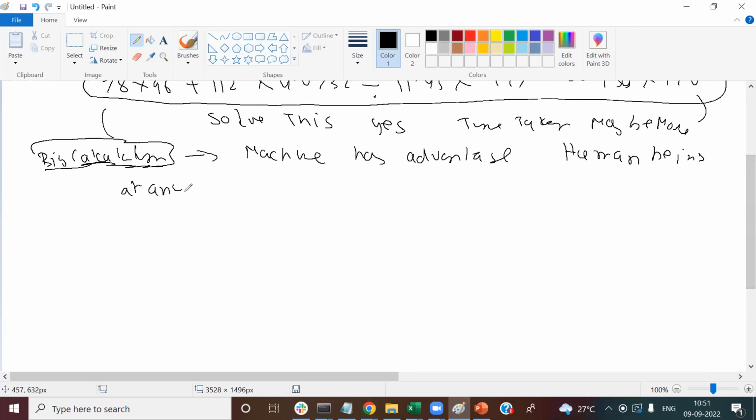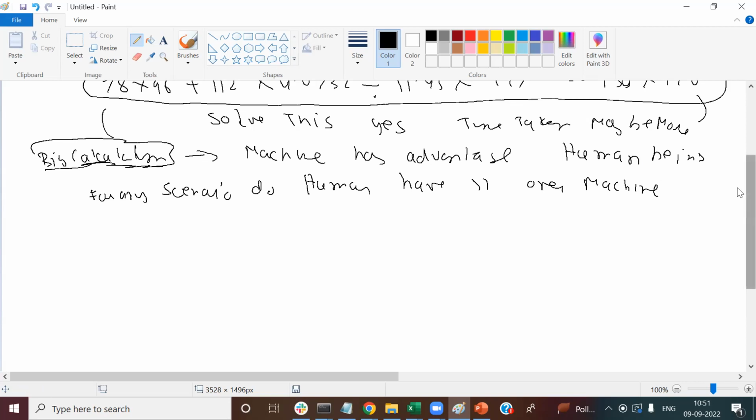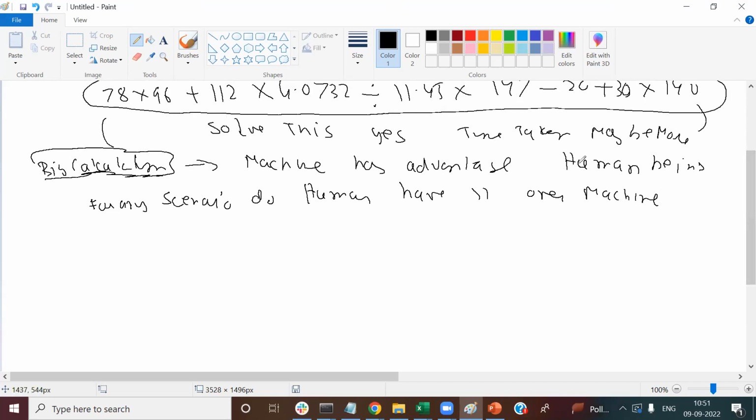At any place, for any scenario, do humans have an advantage over machines? The work that a human can do quickly, where it is problematic for a machine. Is there any such place, any such scenario, any such problem? Emotional intelligence. Emotional intelligence, okay. Can you take some example of emotional intelligence?